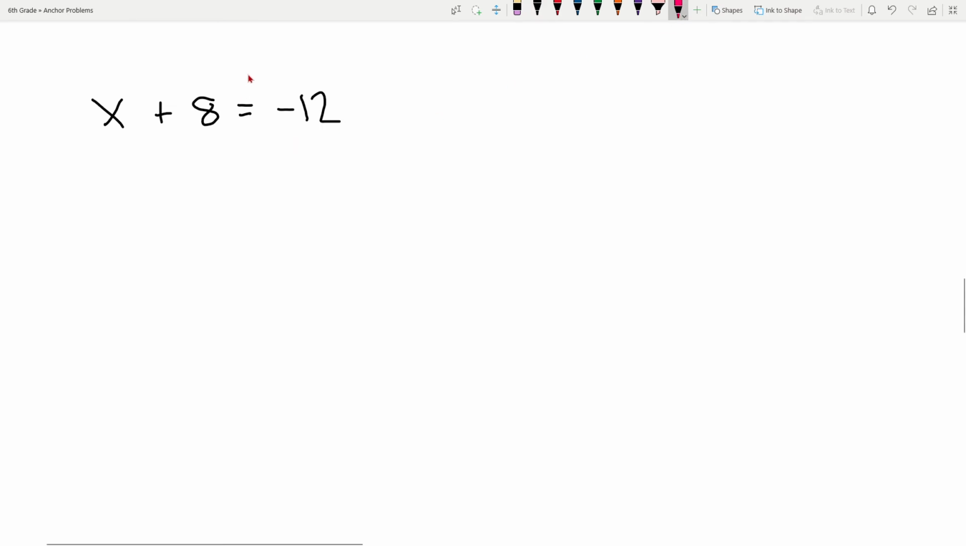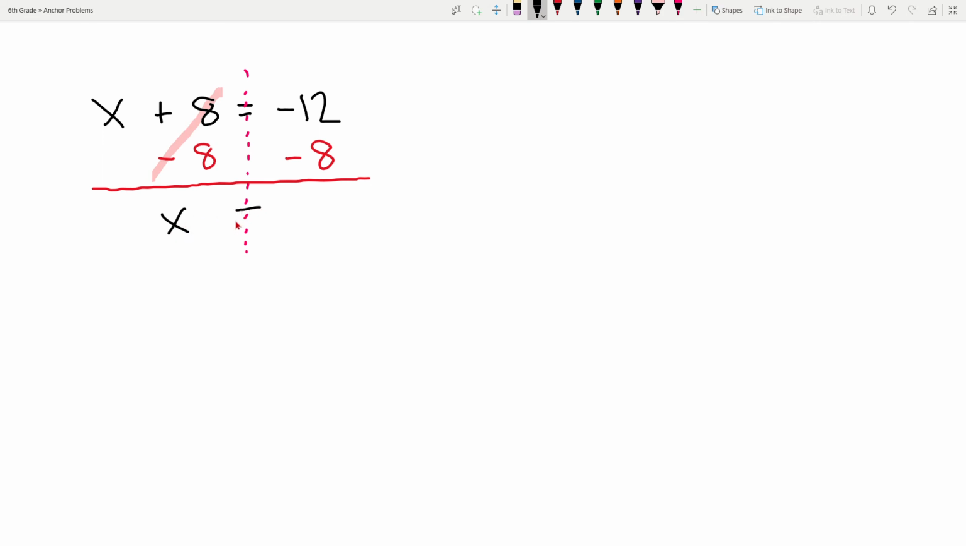And I know for some people it's easier to visualize these things as a left side, right side type of thing. And we want to be able to get this variable alone. And so this is a positive 8, a plus 8. So I need to subtract 8 in order to get the x alone. But whatever we do on the left side of the equation, we have to do on the right side of the equation. That way, the plus 8 minus 8 cancels. We're left with x equals negative 12 minus 8, which is negative 20.